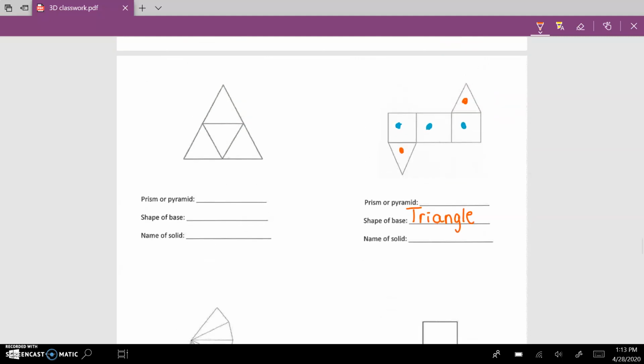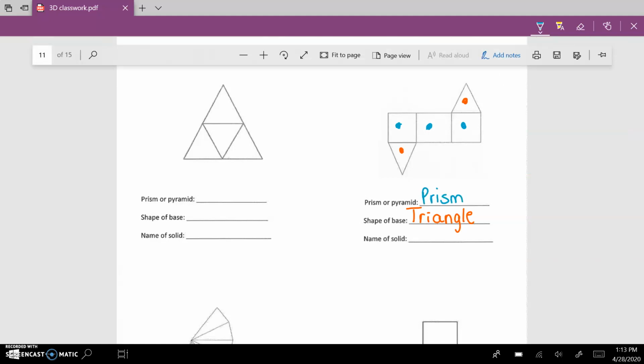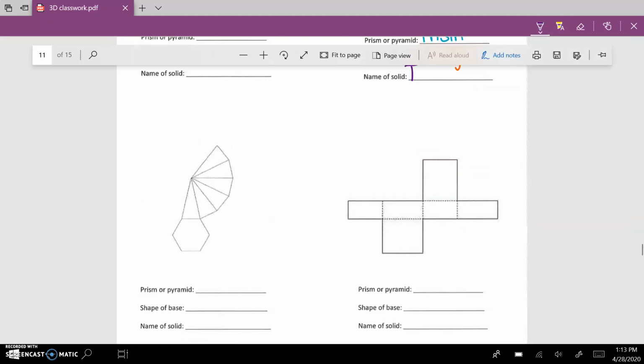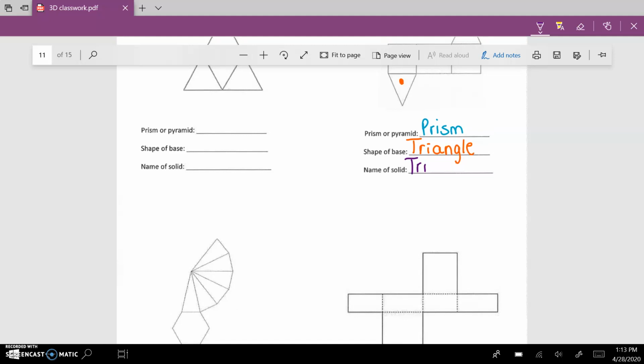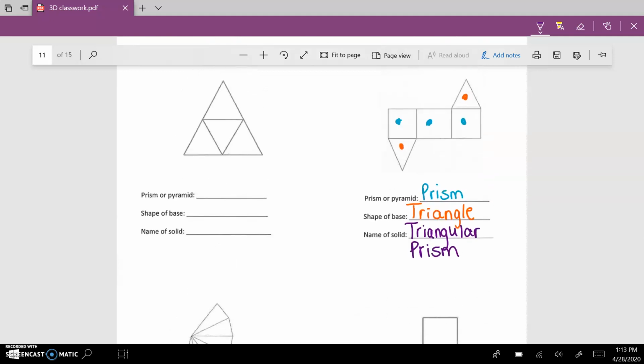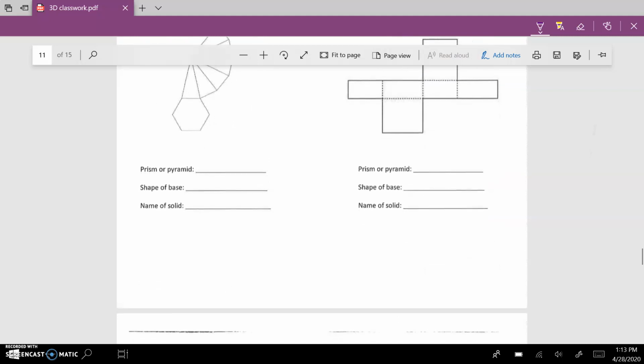And for the rest of the shapes you ask, is it a prism or a pyramid? Well, it's surrounded by rectangles, so that makes it a prism. So then the name of the solid, all put together, this would be a triangular prism. Okay. So that should help with that one.